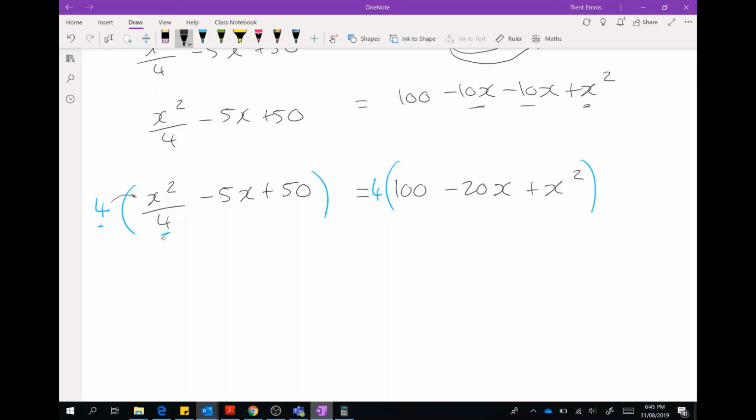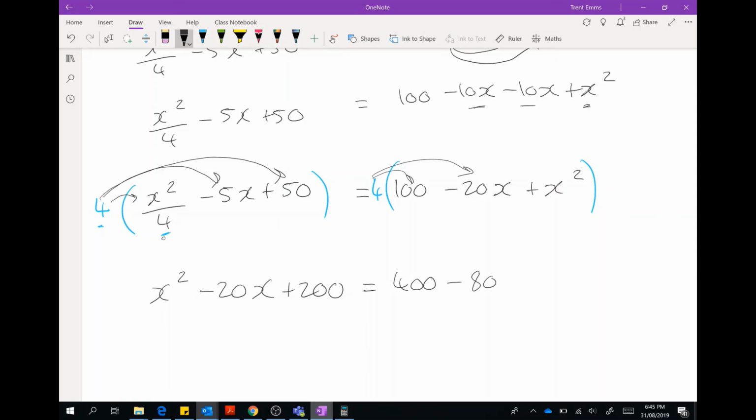Timesing that through, 4 times this will cancel the 4, giving me just x squared, and then I have to times it all the way through, so 4 times negative 5x is negative 20x. 4 times positive 50 is 200. 4 times 100 is 400. 4 times negative 20x is negative 80x, and 4 lots of x squared is 4x squared, and that just makes it nicer because now I don't have to worry about that fraction anymore.